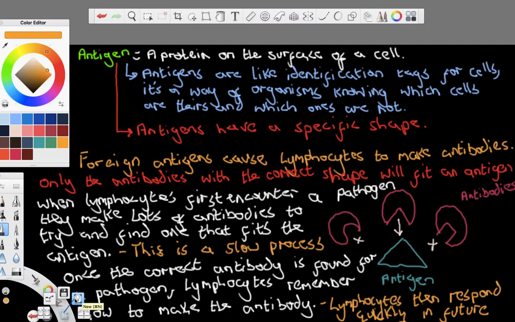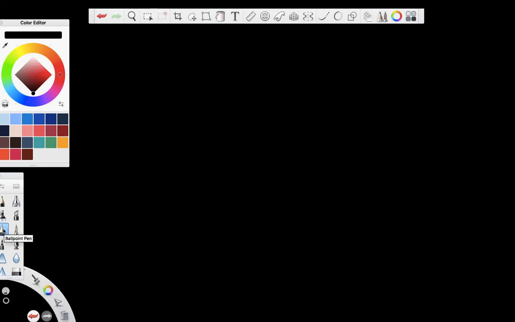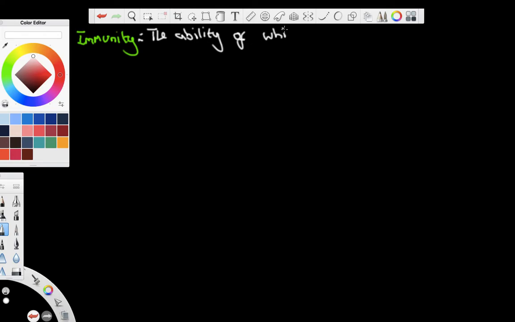So that brings us to our next point. Our next keyword is the word immunity. Now, if you are immune, or if you have immunity to a particular illness, it means that you have the ability of lymphocytes or white blood cells to respond quickly to a pathogen.